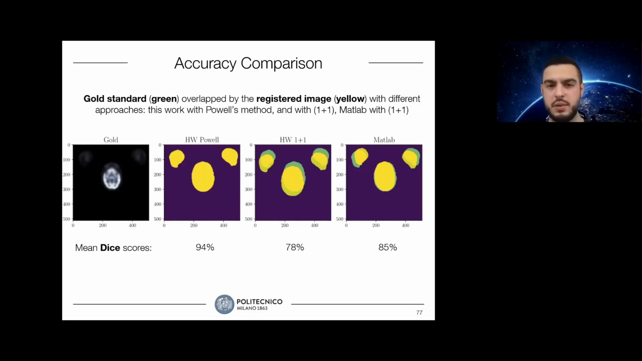Concluding the results evaluation, we compare the accuracy of our hardware-based image registration against the Matlab one. Starting from the gold standard on the left-hand side, we show in yellow the registration results, and in green the gold standard position for each of the three methods. As we can see, our hardware-based solution employing Powell achieves the highest result.